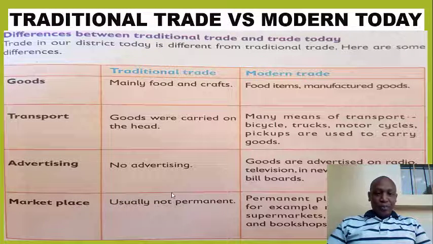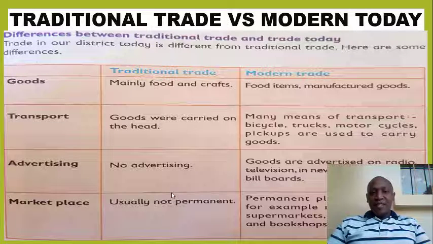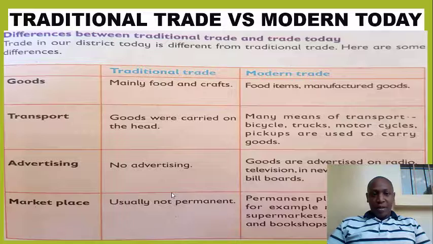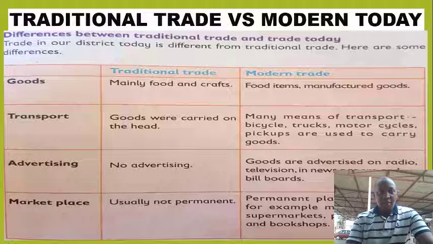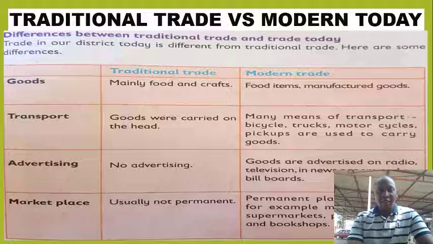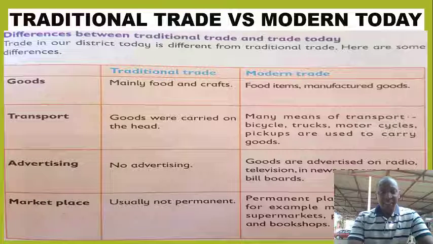So what are the main differences between traditional trade and modern trade? So the main differences between traditional trade and modern trade, we'll be looking at how the goods were handled, and what kind of transport, then advertising, and then marketplaces.